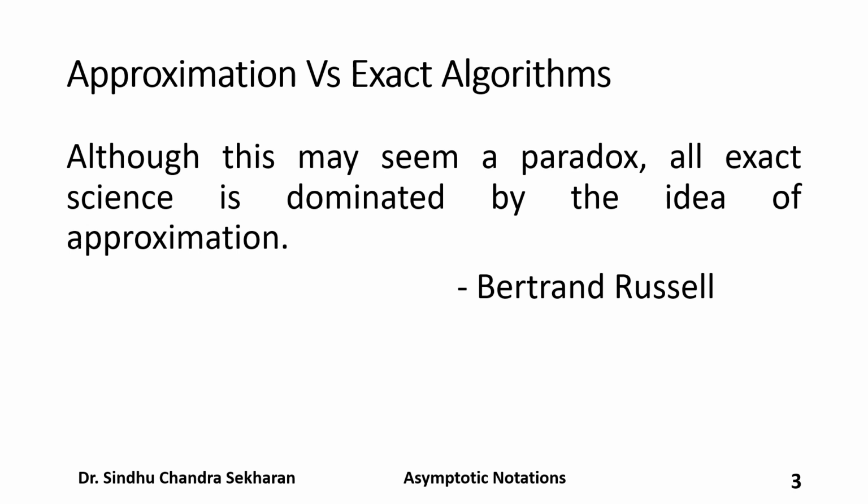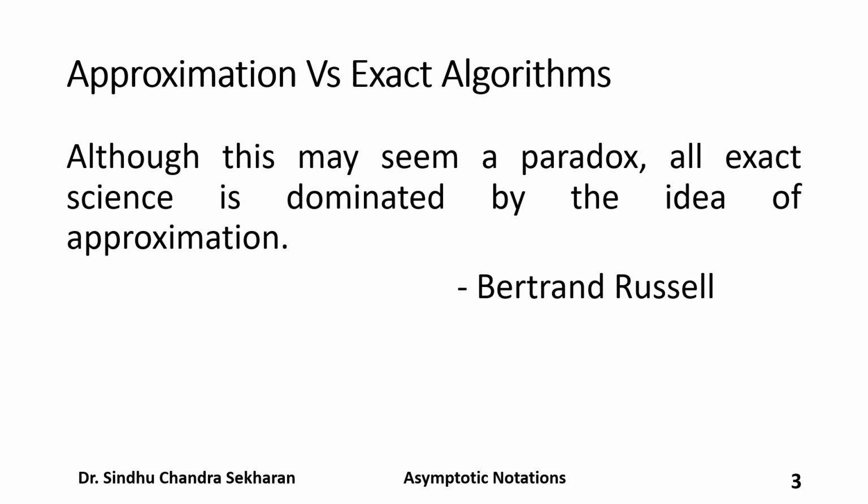Consider the Gauss summation, which is the summation of i equal to 1 to n, the sum of n natural numbers. It can be solved using the formula sum is equal to n into n plus 1 by 2, which is an exact formula and it produces an exact value as the result.